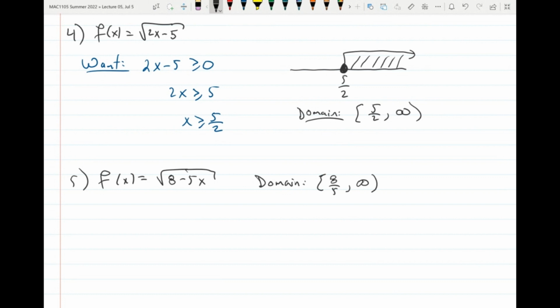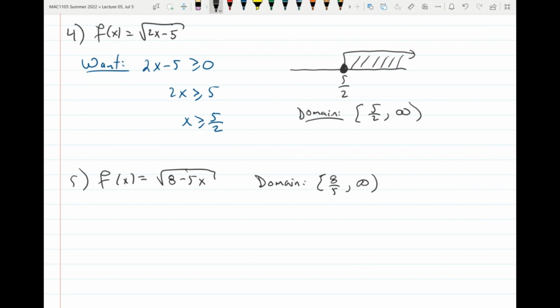Good. Now, let's see. Is the number 2 inside this interval? So 8/5 is 1 point something. So 2 is inside that interval, right? But what happens if I put 2 here? What do we get? You're going to get negative. A minus 10, so negative 2. That's an issue, right? So that means something is wrong there.